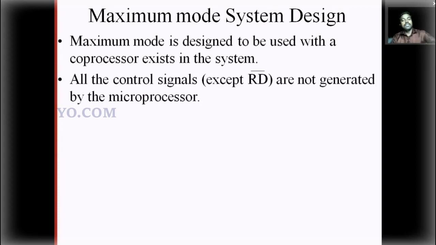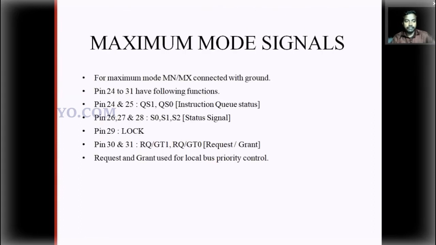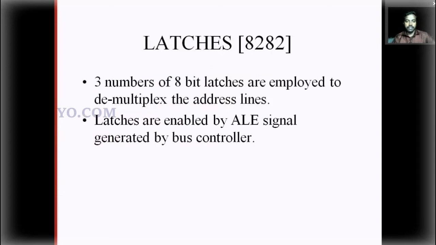All the control signals except RD are generated by the 8086 microprocessor. Then the maximum mode signals we already studied in a previous session, the same thing. So in pins number 24 to 31 we have the different control signals for maximum mode. This is also already studied in the last session. Then the requirements of designing maximum mode.